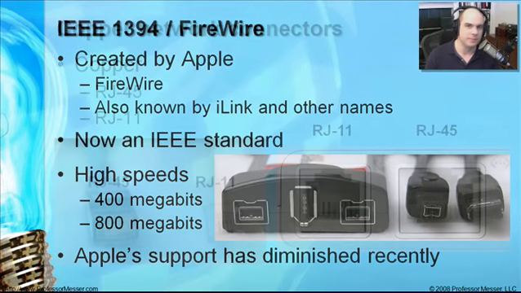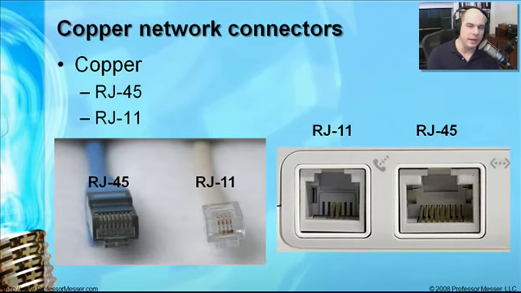If you're plugging into your local Ethernet connection on your motherboard, it's probably a copper connection. And your copper cable probably looks a lot like this cable here. And this is called an RJ45 connection.